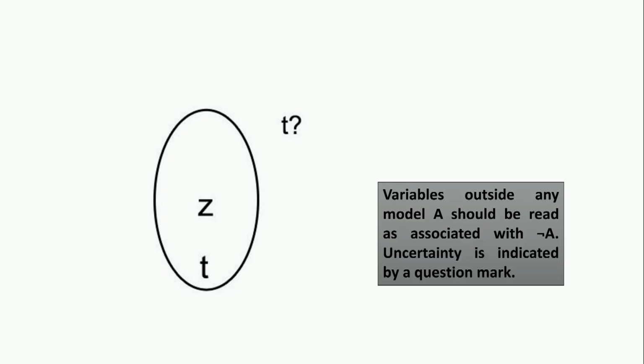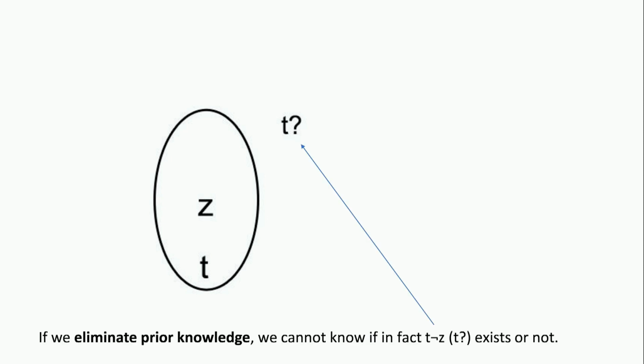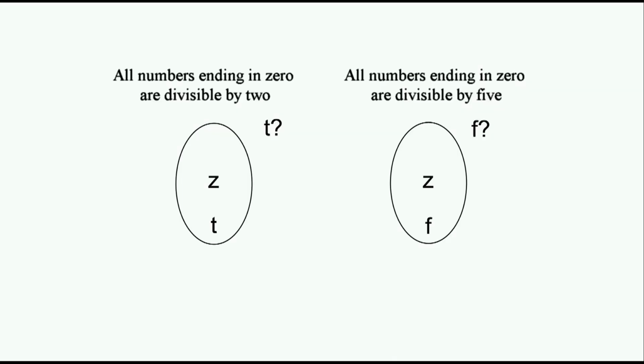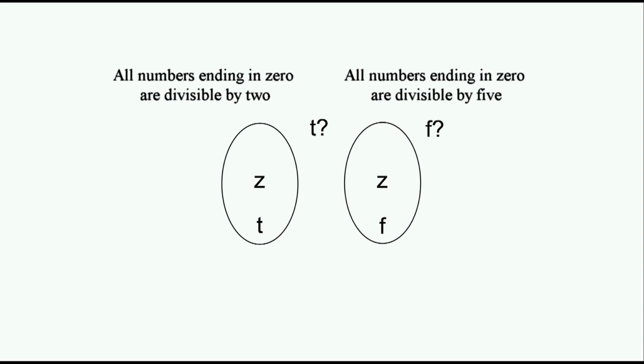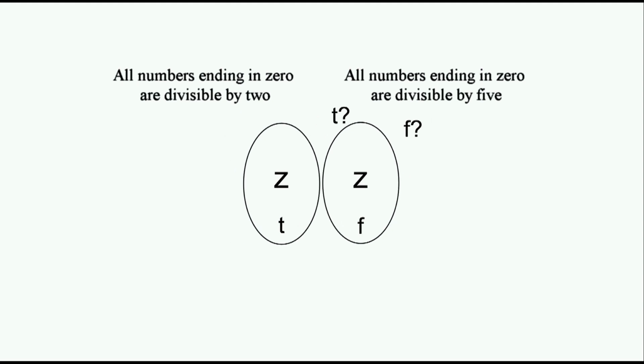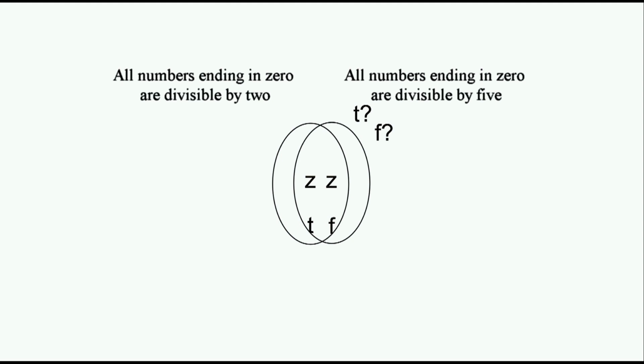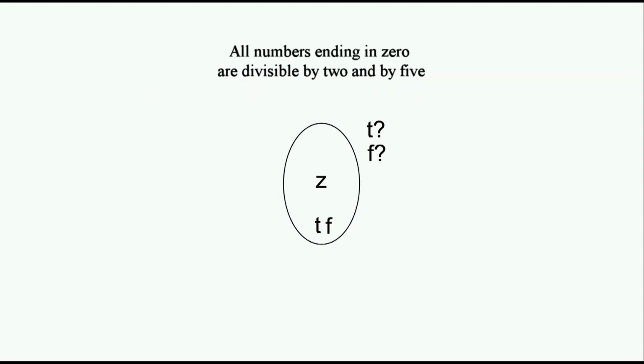Variables outside any model A should be read as associated with not A. Uncertainty is indicated by a question mark. The letter T stands for the possibility T not Z. We have put a question mark in T because, if we eliminate prior knowledge, we cannot know, based only on the proposition, if in fact that type of number exists or not. Now, we add the premise all the numbers ending in 0 are divisible by 5. When different models share the same subject, we can synthesize them into one according to the law of identity.